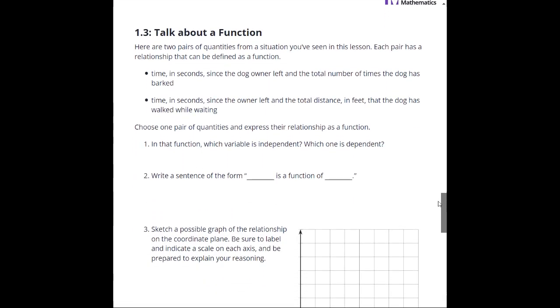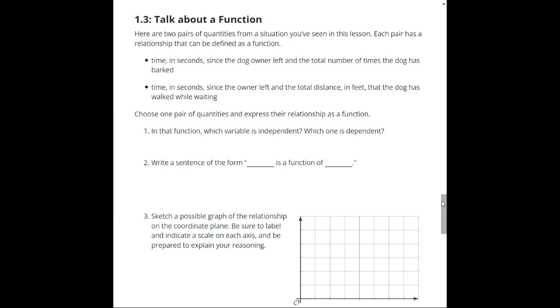So let's look at the next one. Talk about a function. Here are two pairs of quantities from a situation you've seen in this lesson. Each pair has a relationship that can be defined as a function. Time in seconds since the dog owner left, and the total number of times the dog has barked. So time and how many times it's barked, and time in seconds since the owner left, and the total distance in feet that the dog has walked while waiting. So these can be a relationship that can be defined as a function. That's one of the words that we're going to learn. Choose one pair of quantities and express their relationship as a function.